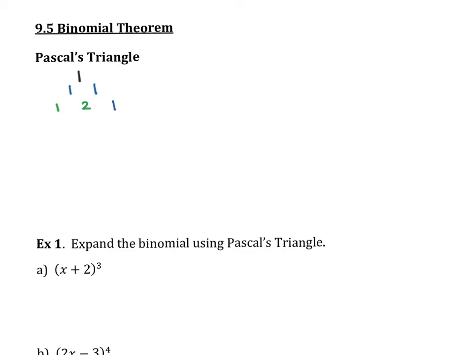For the next row, there's a 1 on the edge. Between the 1 and the 2, 1 plus 2 is 3. Between the 2 and the 1, below it, 2 plus 1 is 3. And there's still a 1 on the edge. Let's do 2 more rows.